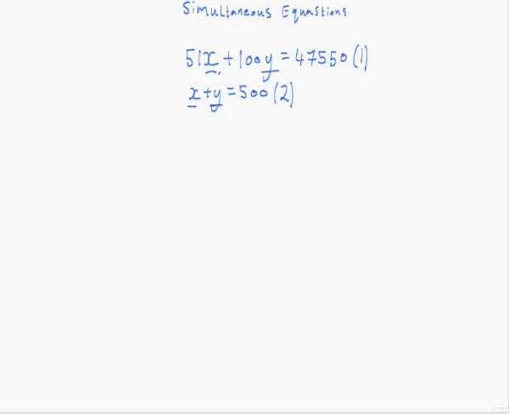Now remember, whatever you do to one side of an equation, you need to do exactly the same to the other side. So by subtracting y from the left-hand side, we also need to subtract it from the right-hand side. That gives x is equal to 500 minus y, and we'll label that equation 3.